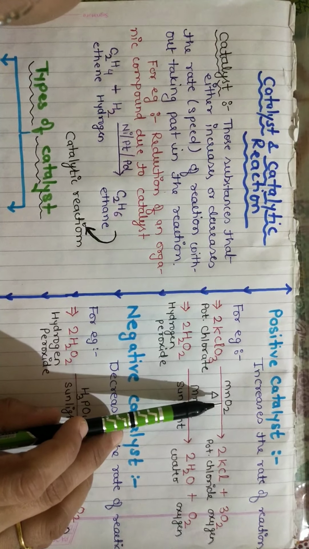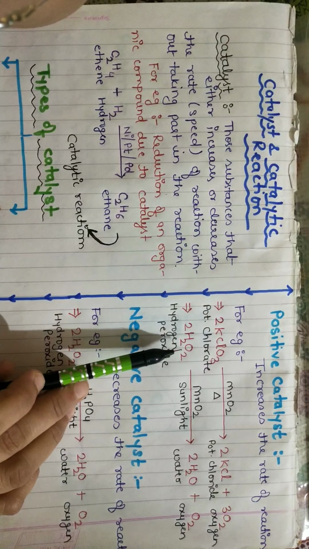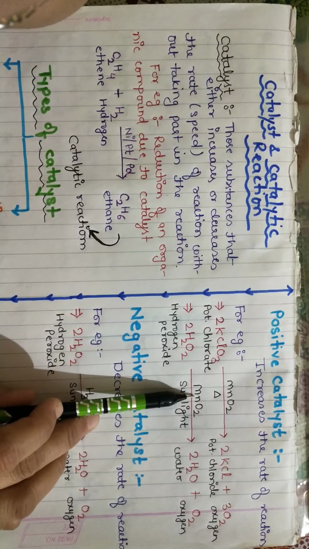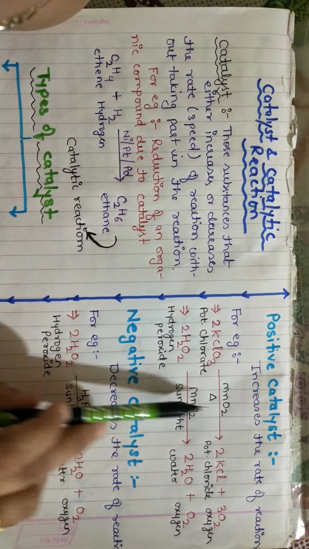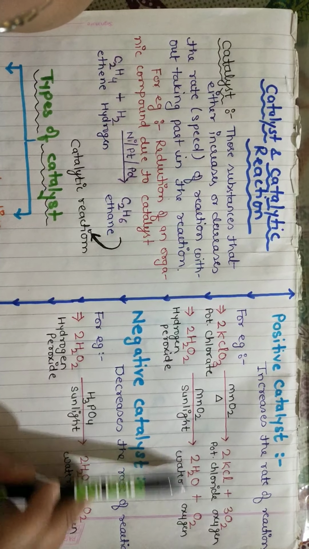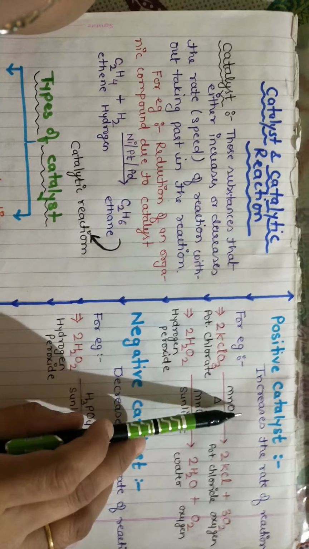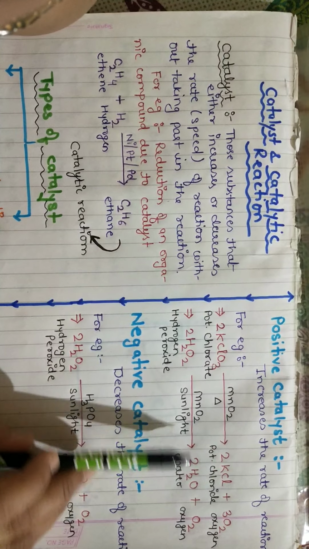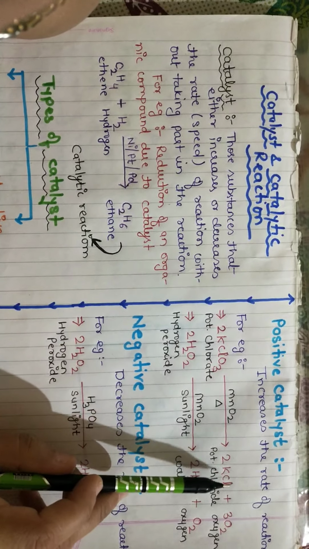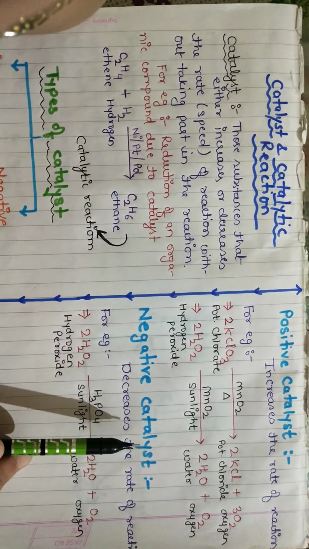Why? Because it has taken place in the presence of a catalyst. Now second example, for example, hydrogen peroxide in the presence of sunlight and the same catalyst, that is manganese oxide, then what will happen? H2O, that is water, and oxygen will be formed. So in this reaction, what is happening? This catalyst is actually increasing the rate of reaction so that this reactant can be converted into product very easily and fast.